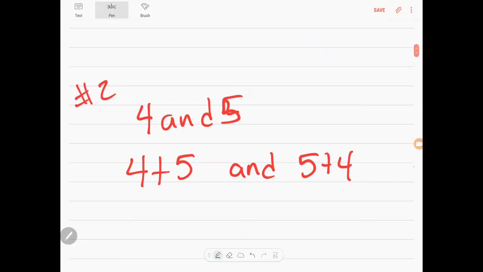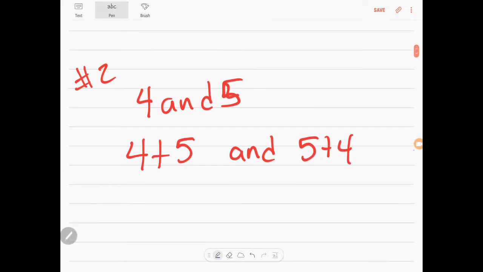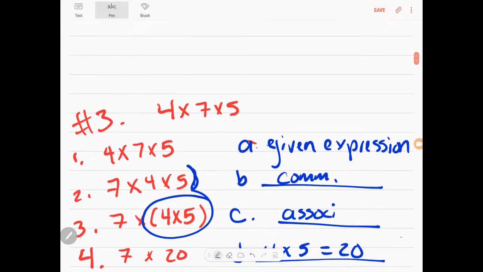Number 2, it says use the numbers 4 and 5 to illustrate the commutative property of addition. So right there, I have 4 and 5. The commutative property of addition means that we can switch the numbers around. So I can say 4 plus 5 and 5 plus 4. It's that simple.